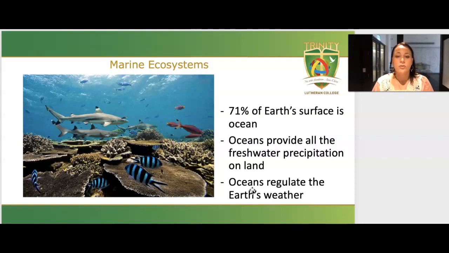Let's switch over to marine ecosystems. Let's add some salt to this. We know that it's our biggest aquatic ecosystem. 71% of the Earth's surface is covered with ocean, and oceans are really important because they provide all the fresh water that we need on land and they regulate the Earth's temperature.